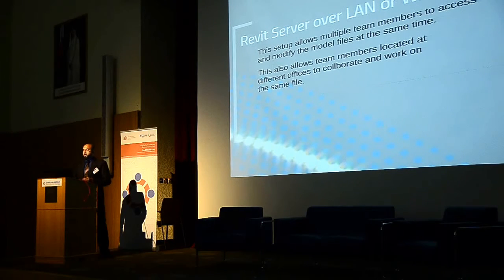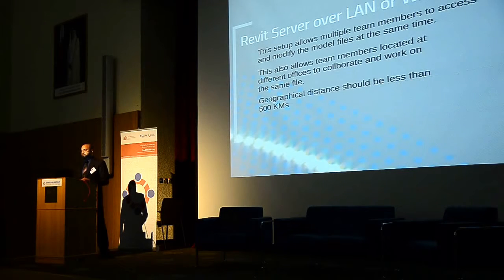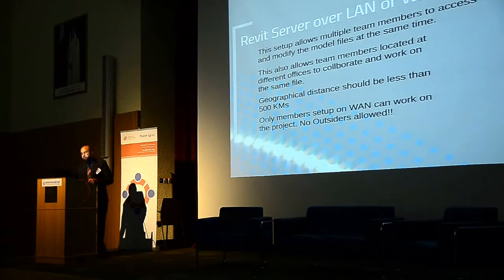For example, if there are two offices of AEB, one in Central Doha and one in Wakra, we can connect these two offices using wide area network, and people can contribute to the same file, but we need a very high bandwidth internet connection. The limitation of this system is that the geographical distance should be less than 500 kilometers. More than that, IT teams have had some level of success in continuing to work without any loss of data and time, but the limitation is 500 kilometers. Only members set up on WAN can work on the project. No outsiders allowed.